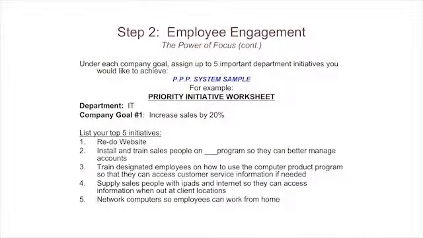So if you look at the screen right now, you'll see, for example, the way to do this is you choose a department and you choose a goal. And we're just using one of these goals, increase sales by 20%. We're using George's Pfizer goal.